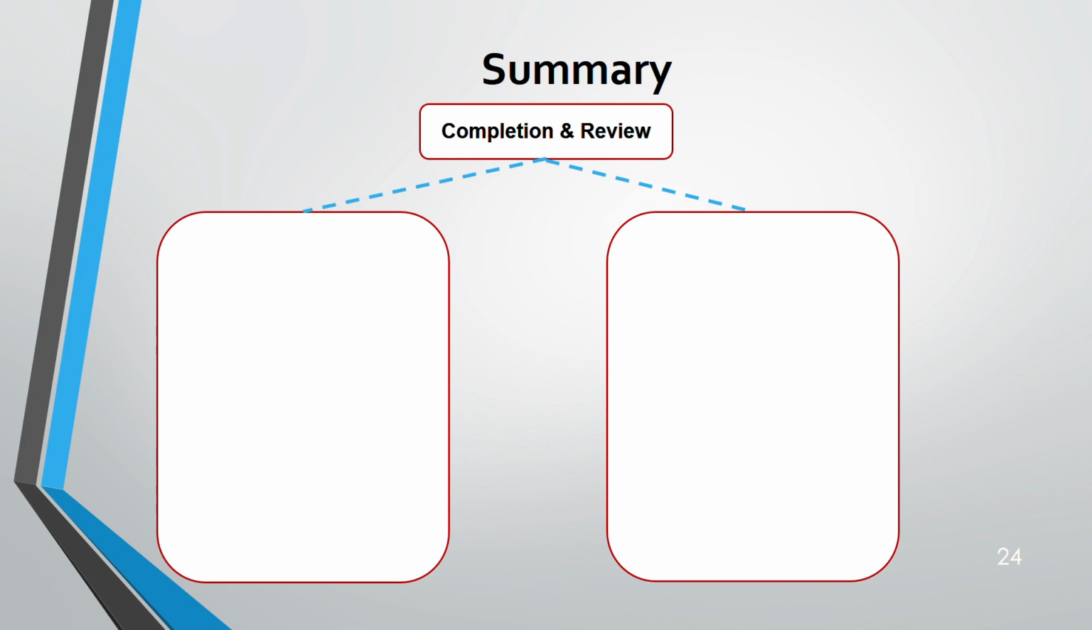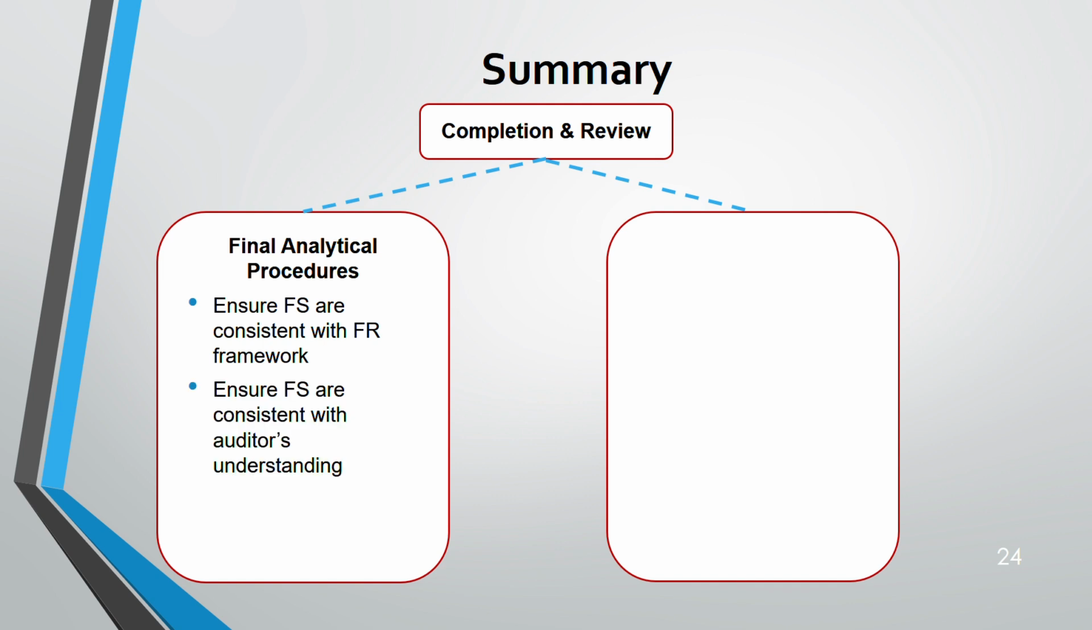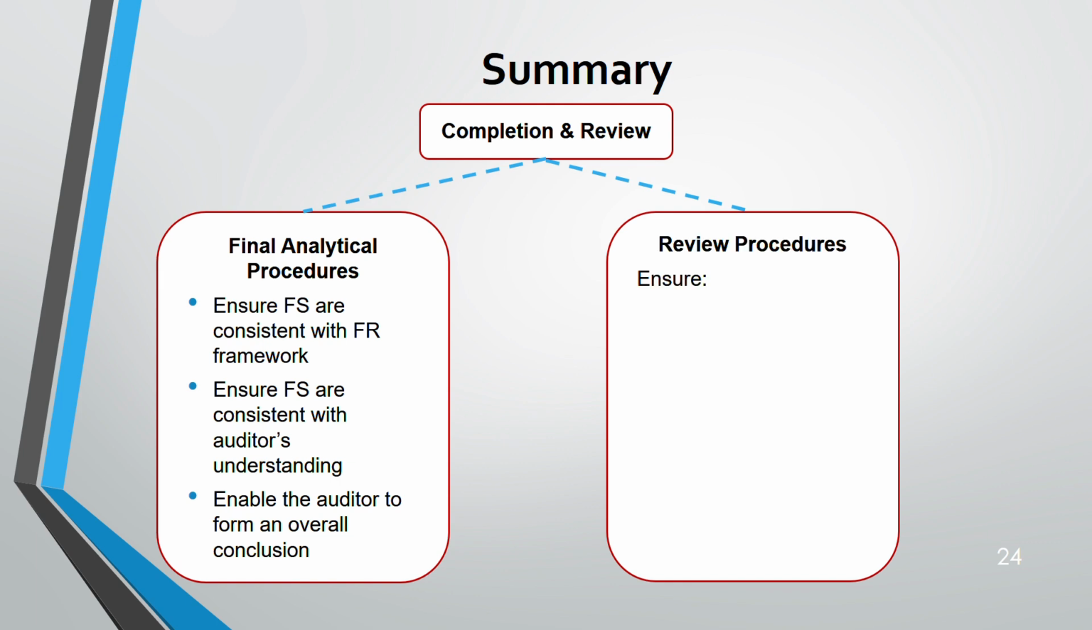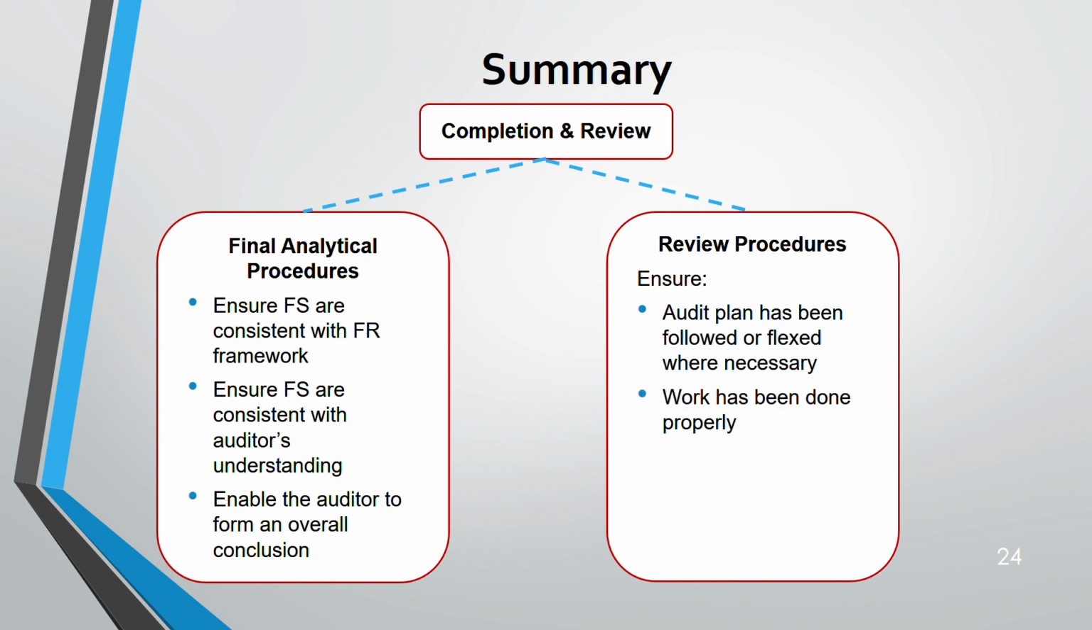Before we do the two questions on this topic, first we'll summarize what we have discussed in this lecture. We went through analytical procedure, okay, to make sure that financial statements are consistent with the framework. Next, financial statements are consistent with the auditor's understanding. And third, to reach a conclusion. Then review procedure to ensure whether the audit plan needs to be adjusted or not, whether work has been done properly or not. I mean, quality standard. Okay, sufficient evidence has been obtained or not. ISAs are followed or not, the auditing standard.